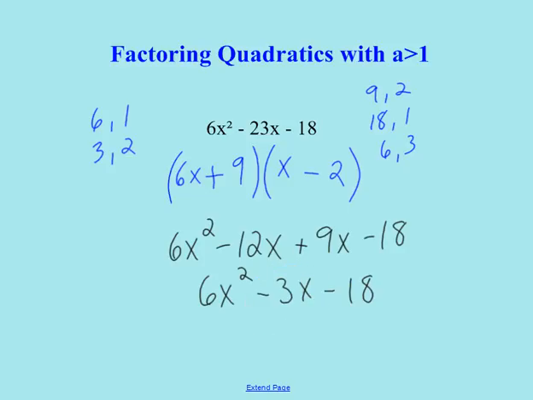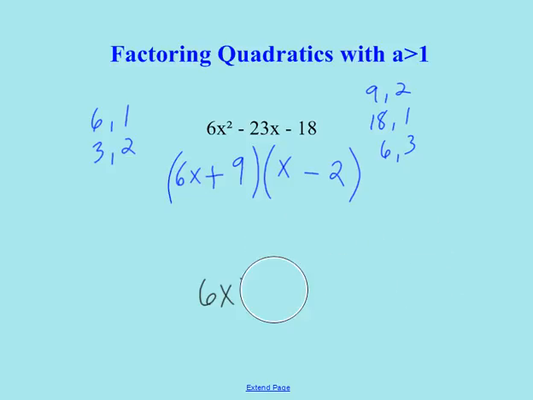So let's get rid of this. That was just our check. Let's get rid of our factors here, and here, and here, and here. And let's do a little more thinking before we actually start to plug in options. So we need to end up with this negative 23x as the middle term.